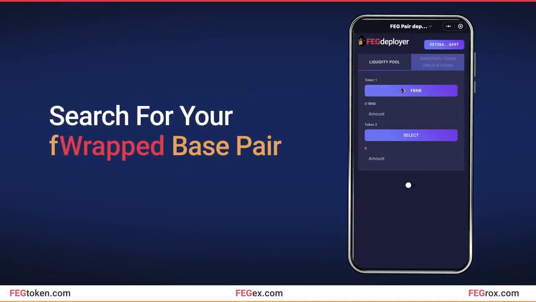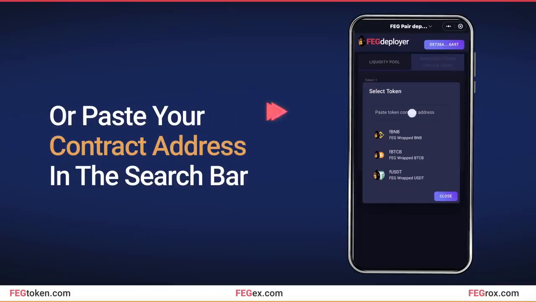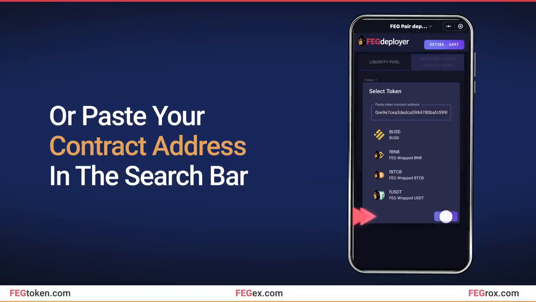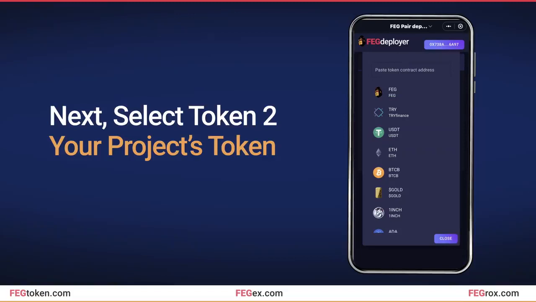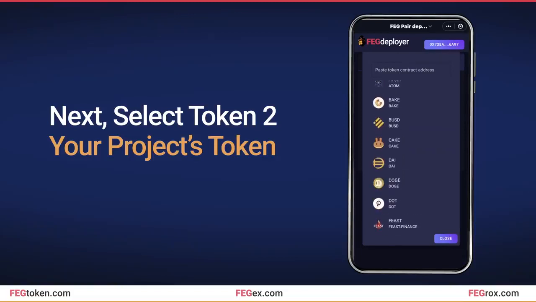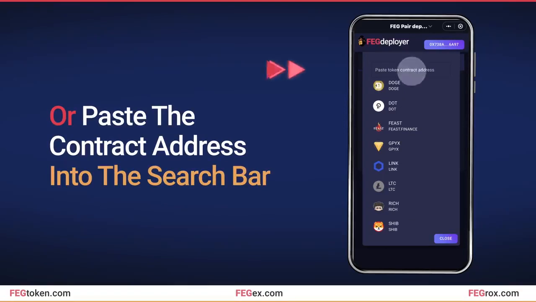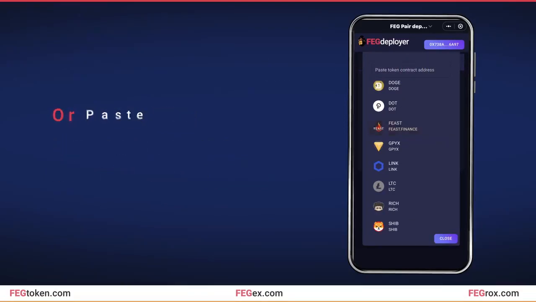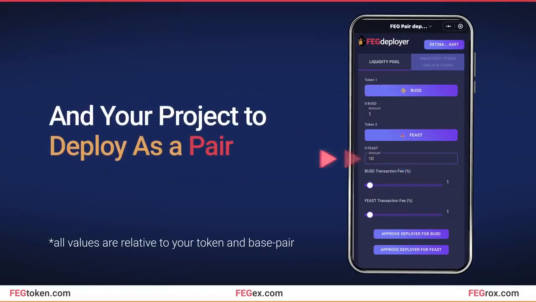You can search for your FWrap base pair by clicking on the drop-down menu, or by pasting the contract address in the search bar. Next, select Token 2, your project's token from the list, or by pasting the contract address into the search bar. Then select the amount of tokens for the base pair and your project to deploy as a pair.